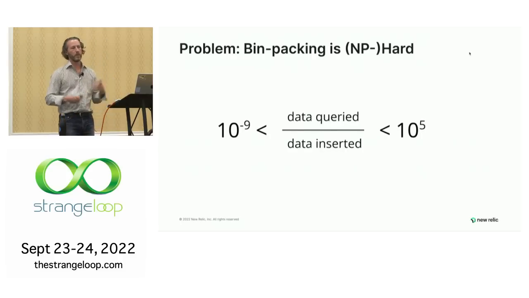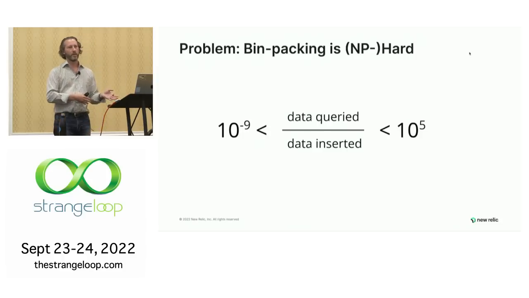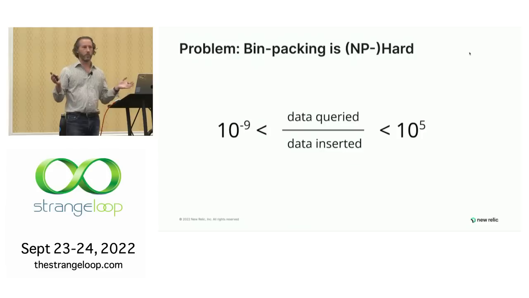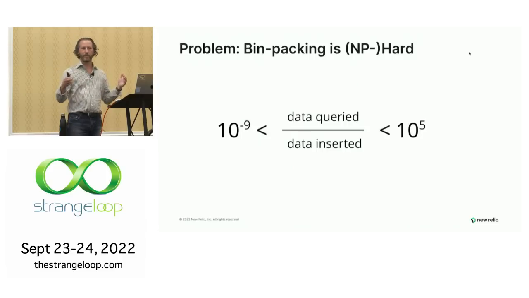We also had the problem that the bin packing problem actually became harder, because customers vary wildly in terms of how much they query their data. Some people send us lots of data and never really query it. And some people query their data a whole lot. So there's like a 14 order of magnitude variation in this ratio across our customers. And trying to solve this bin packing problem is really, really difficult in the face of that.